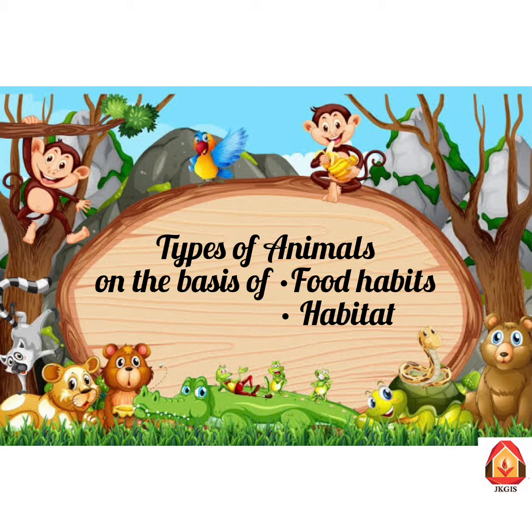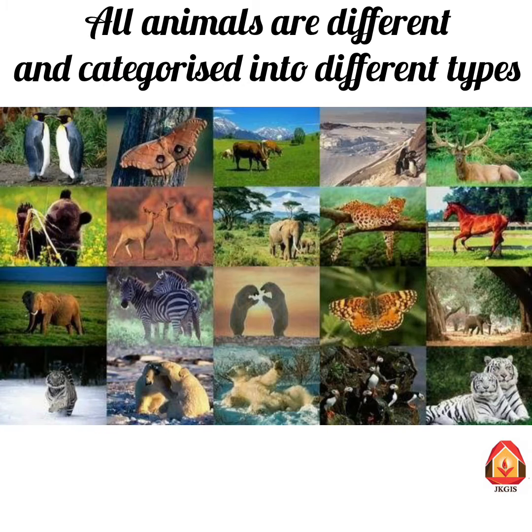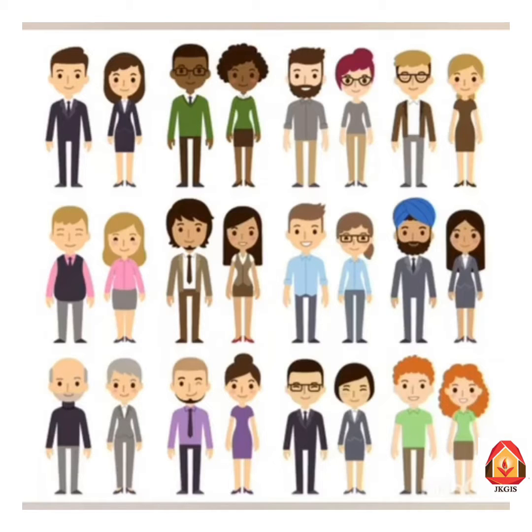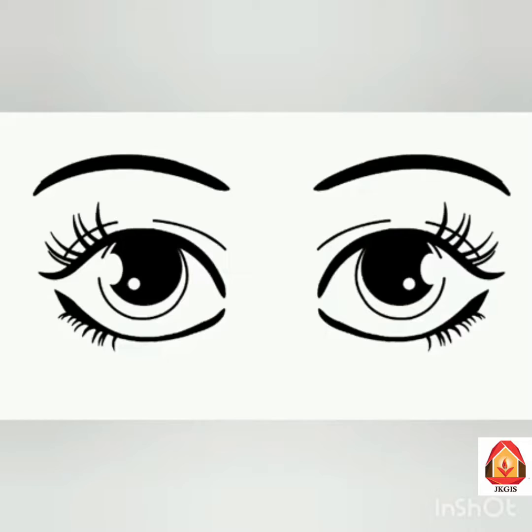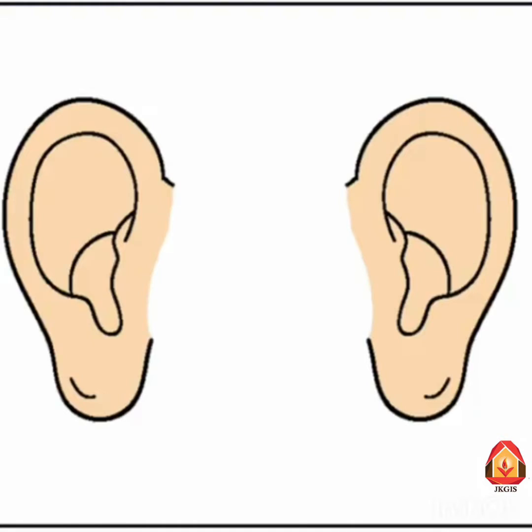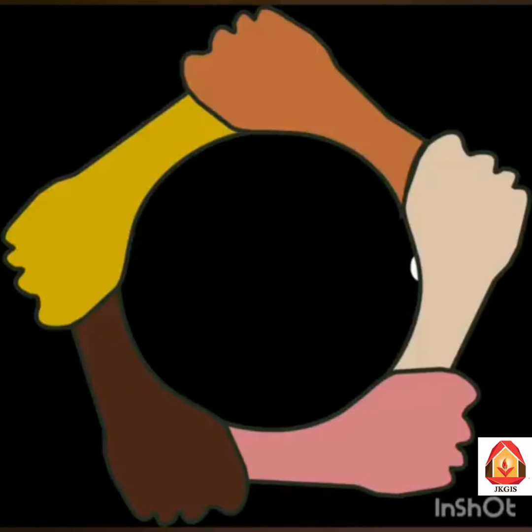So, kids, in our previous sessions, we discussed types of animals on the basis of food habits and habitats. All animals are different and categorized into different types, but they are similar too. Yes, as we human beings have the same number of organs, internal and external. Observe these eyes. We all have two eyes, two ears, and an equal number of arms.